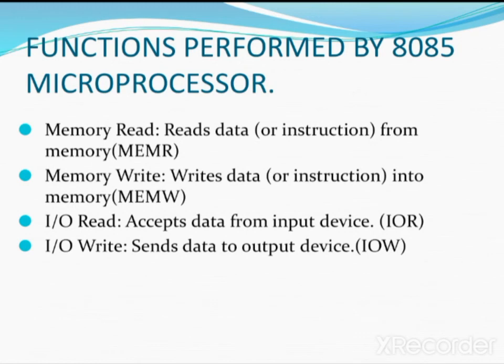Now functions performed by the 8085 microprocessor. First is memory read, memory write, input output read and input output write. Here memory read: microprocessor reads data from memory. In memory write, microprocessor writes data into memory.